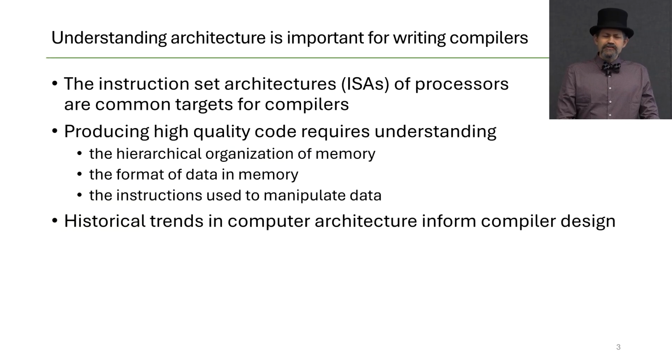But first, let's talk about why understanding architecture is important for writing compilers. The instruction set architecture of processors is the common target for compilers. We could sometimes target bytecode, but often it's the assembly language of a processor. Producing high-quality code requires understanding the hierarchical organization of memory, the format of data in memory, and the instructions that are used to manipulate that data. Finally, historical trends in computer architecture inform our compiler design and affect how we optimize code.